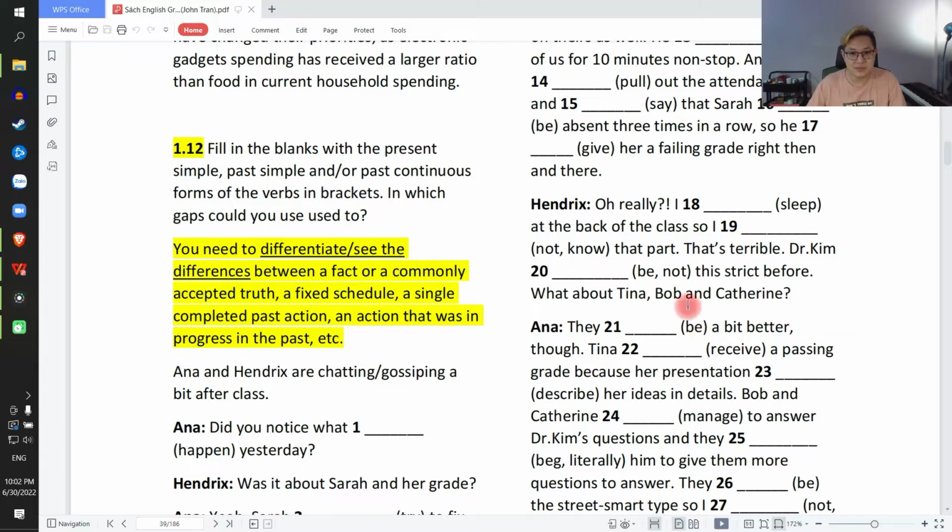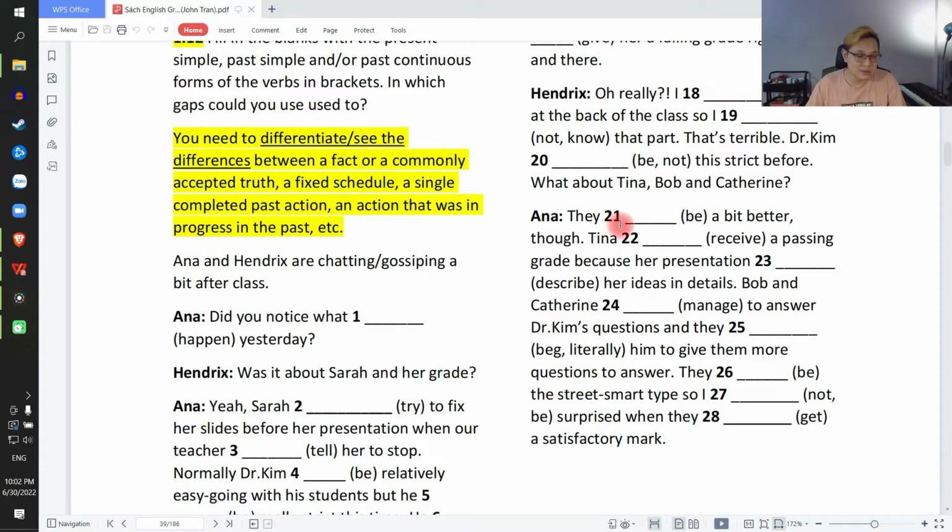What about Tina, Bob and Catherine? Và còn ba người này thì sao? 21. They were a bit better though. Họ đã khá hơn chút xíu nữa. Dù gì thì họ cũng khá hơn chút xíu. Tina received a passing grade because her presentation described her ideas in details. Bob and Catherine managed to answer Dr. Kim's questions, and they were literally begging him to give them more questions to answer.